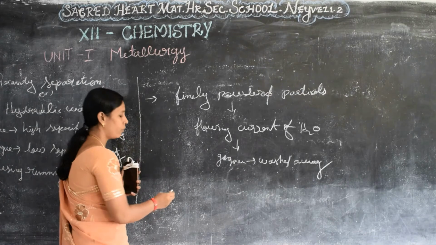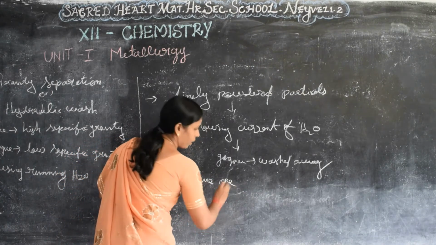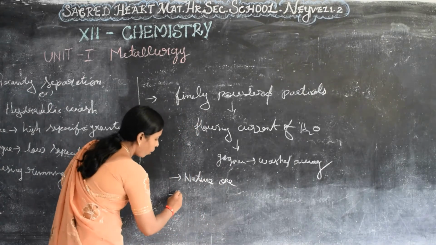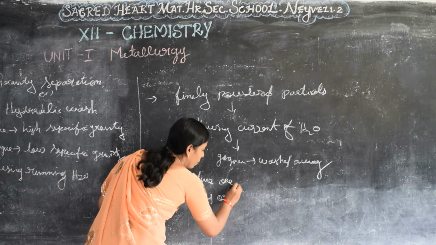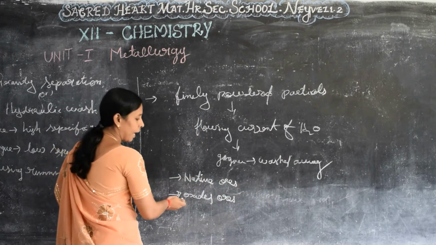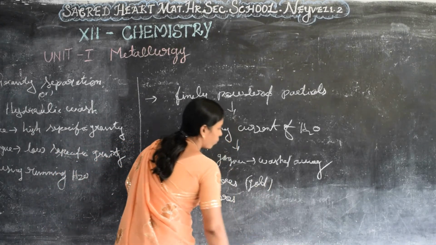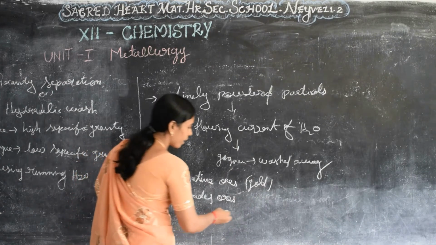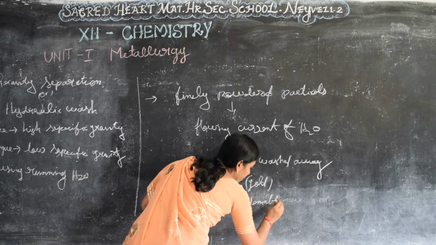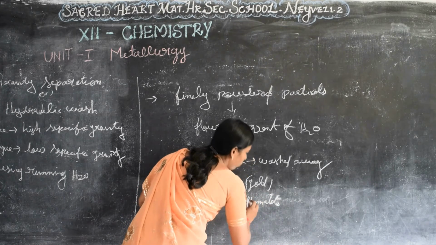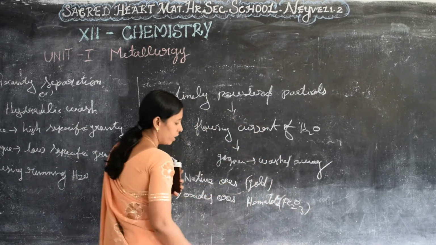For example, we can use it for native ores and oxide ores. An example for a native ore is gold, and an oxide ore is hematite. Hematite ore, its formula is Fe2O3, ferric oxide. Okay, and tin stone.